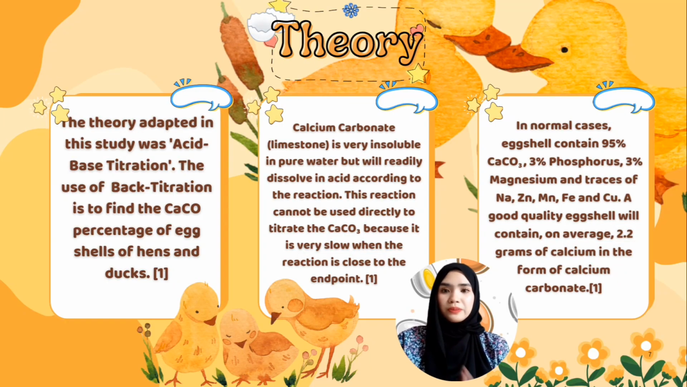In this part, I will be explaining the theory for determination of calcium carbonate in eggshells using back titrations. The major component of eggshell is calcium carbonate. This analysis will be done volumetrically by using a characteristic reaction of carbonate compounds, namely their reaction with acid. In this theoretical part, the study was an acid-base titration. The use of back titration is to find the calcium carbonate percentage of eggshells of hens and ducks.